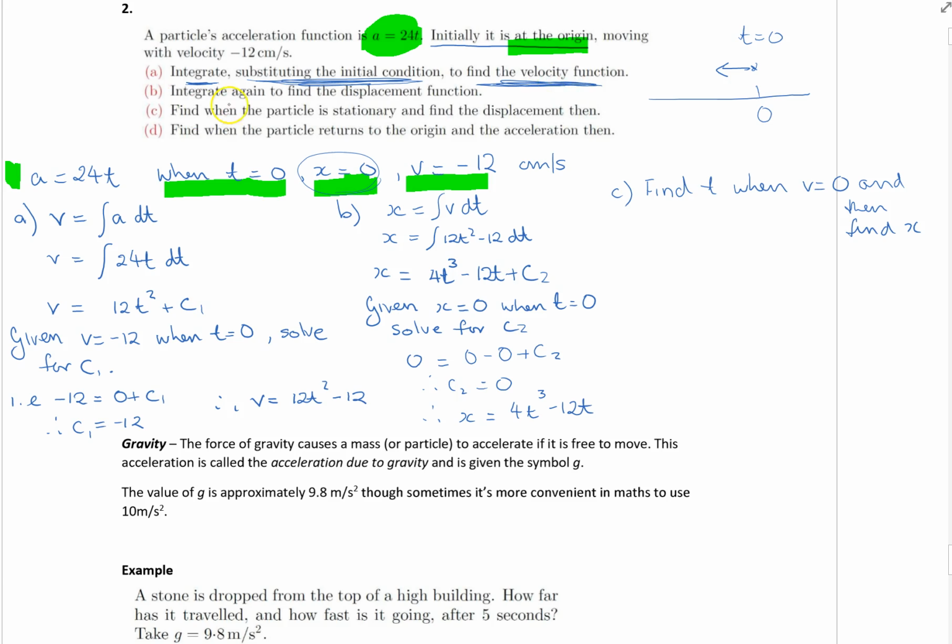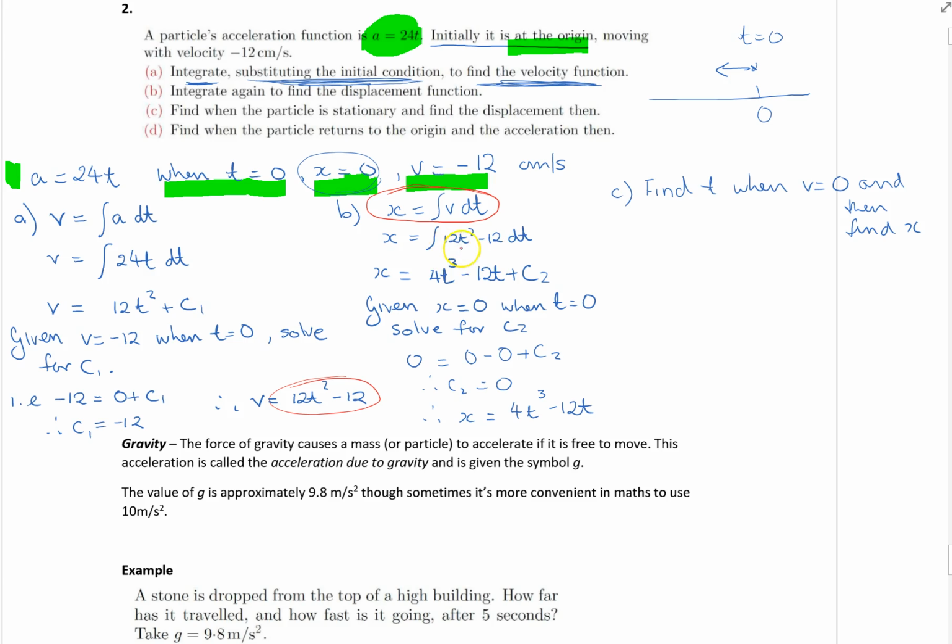B says integrate again to find the displacement function. So again, I have to know to do this. I have to be able to bring this to the solution: that the displacement is the integral of velocity. So what is my velocity function? I'm taking that from here.